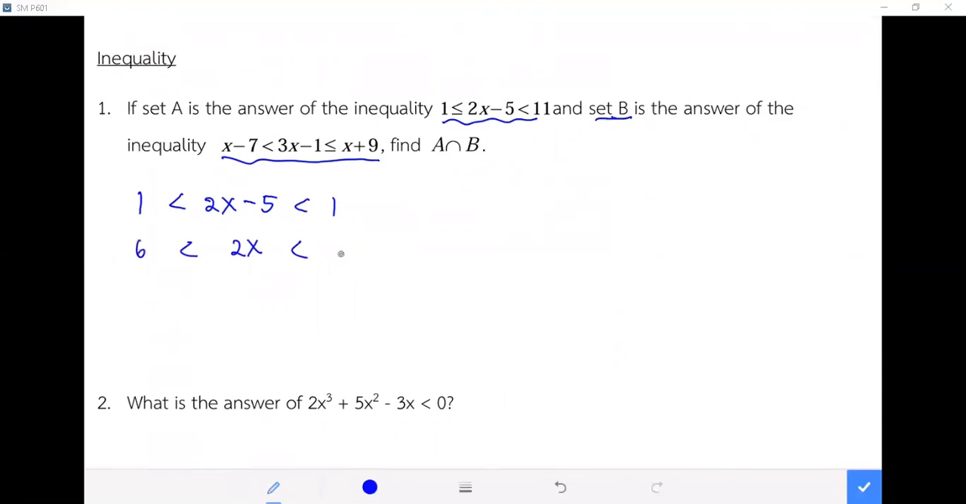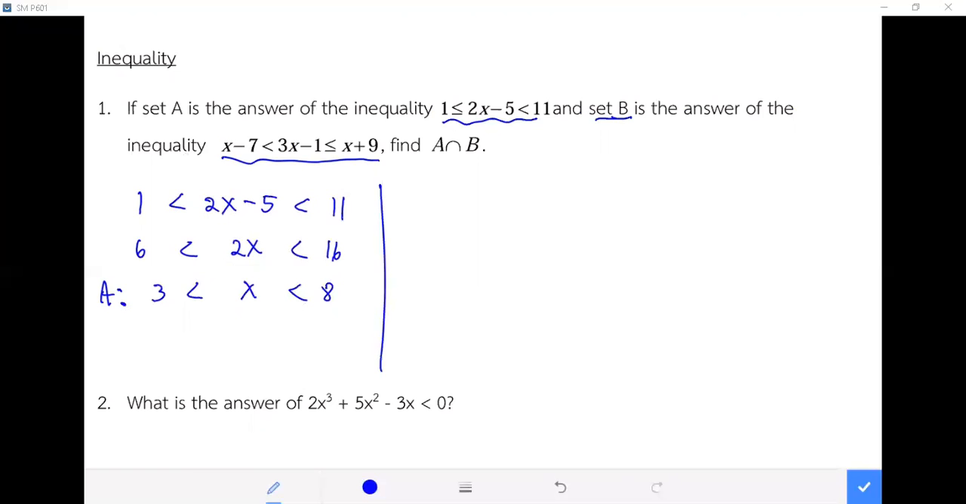Then you have 6, and this is 11. Sorry, I read it as 11. 11 plus 5 is 16. Then you divide by 2 to all of them, you get 3, and you get 8. So this is your set A now. Set A is more than 3, but less than 8.